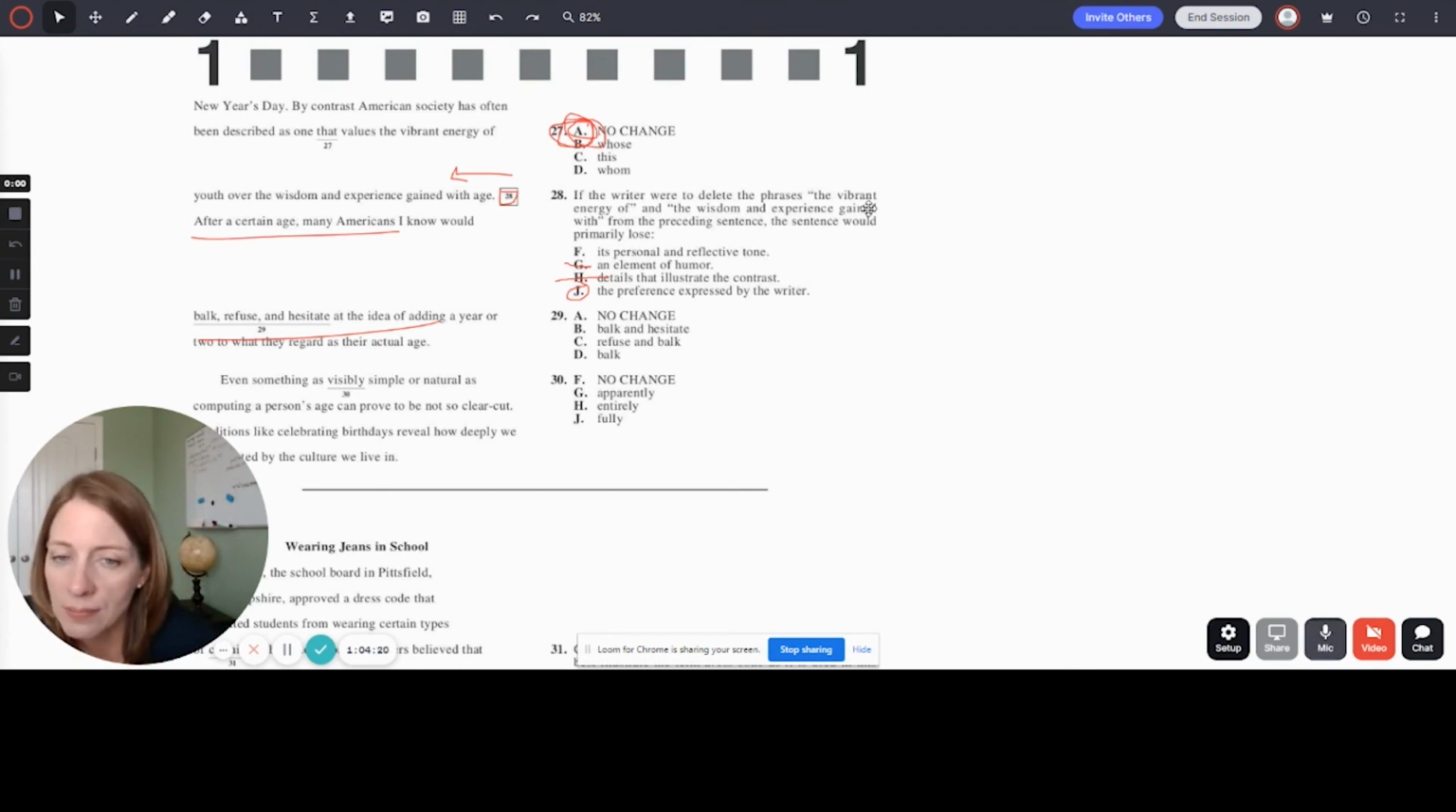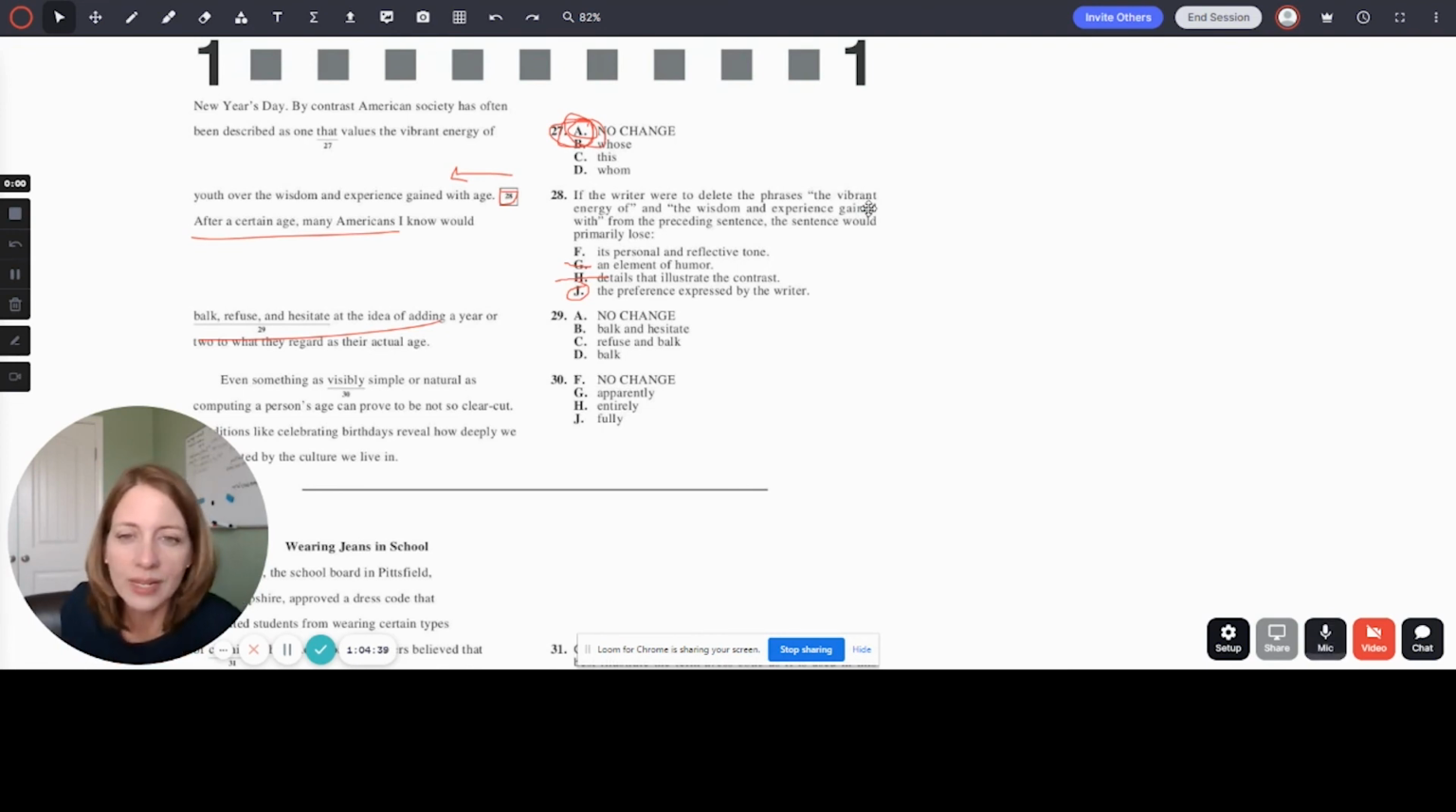Okay, so maybe it is that one. If the writer were to delete "vibrant energy of" and "wisdom and experience," yeah, you're contrasting the old versus young, and these illustrate that contrast.